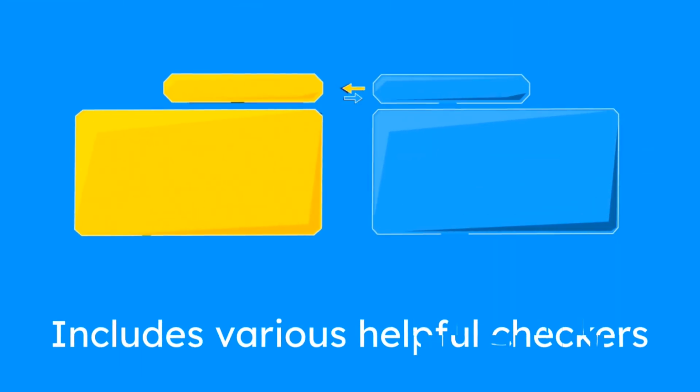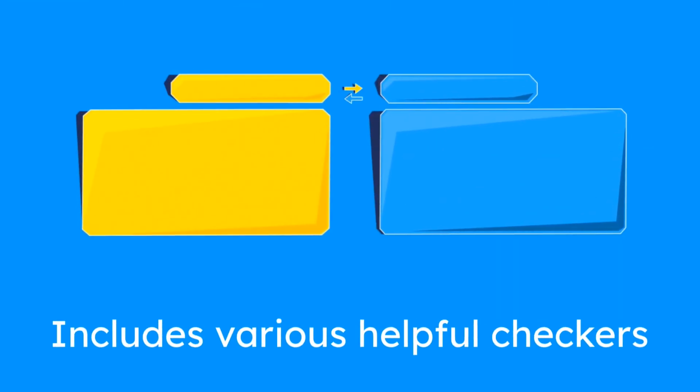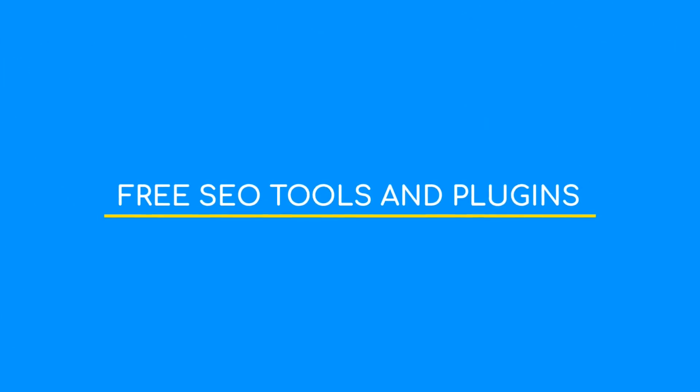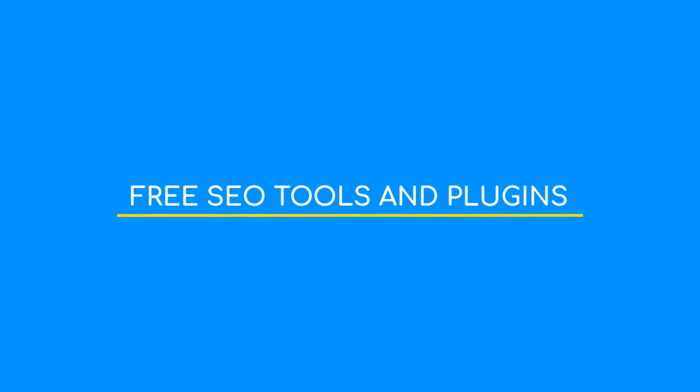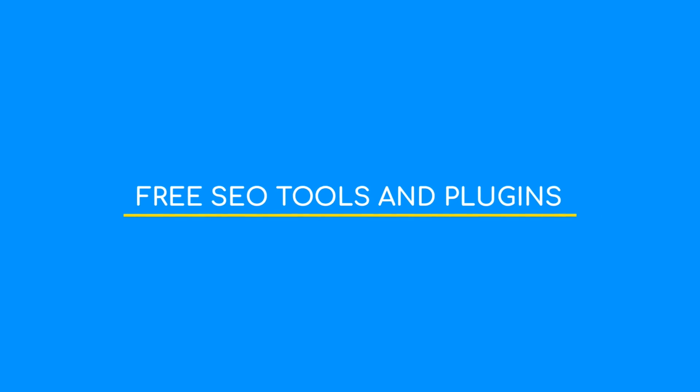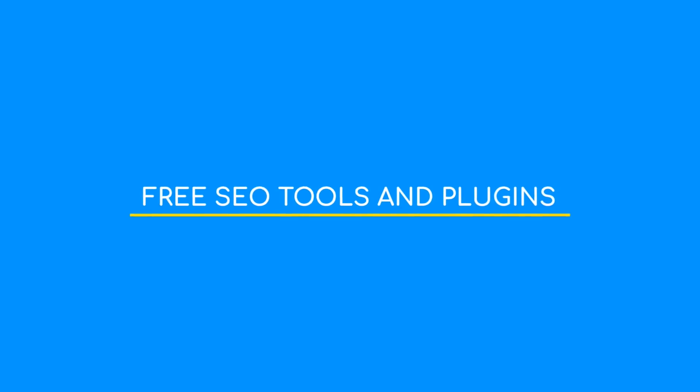Ahrefs' free tools also include a backlink checker, which shows you the top 20 backlinks to any website, a broken link checker, and a website authority checker, which tells you the domain rating of a website. Plus, Ahrefs offers a free SEO WordPress plugin, an SEO toolbar with features like on-page SEO reports and a broken link checker, and even some AI writing tools to help you create content.